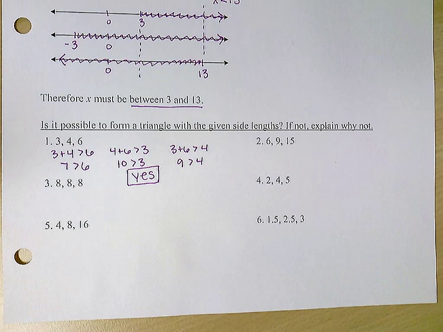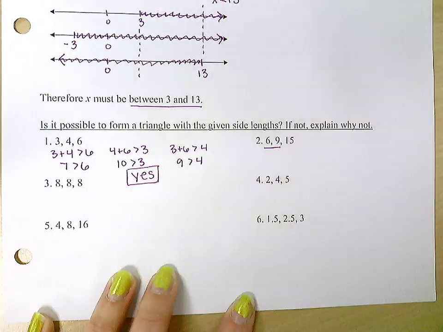Now, you don't need to do all 3 of those cases for each problem. The only one that you have to check is your two smallest sides. If your two smallest sides add together and are bigger than that third side, then it does form a triangle. Okay, so in number 2, my two smallest sides are 6 and 9.